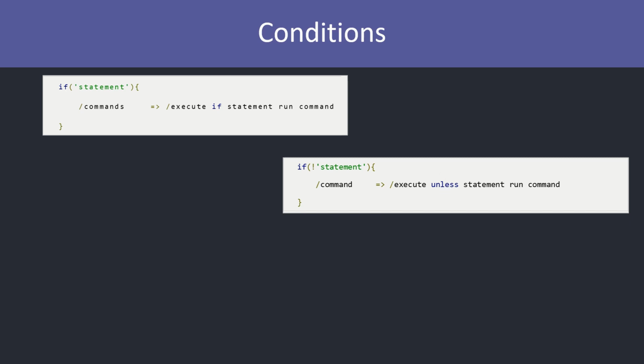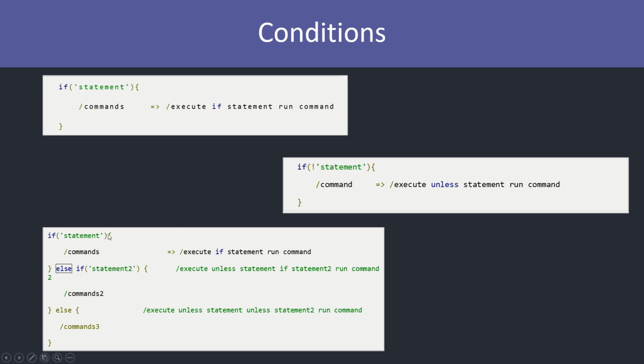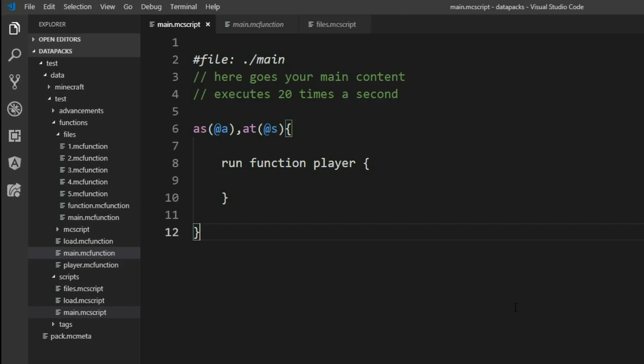And we have also the else statement. So if this one up here is not true, the else will trigger. And we can also use the else if statement to test another thing. And that would just generate a new command where the first condition is negated and the second not. And then we can also use an else statement, and that would generate a command where both of the conditions are negated. So let's use this knowledge in our project.